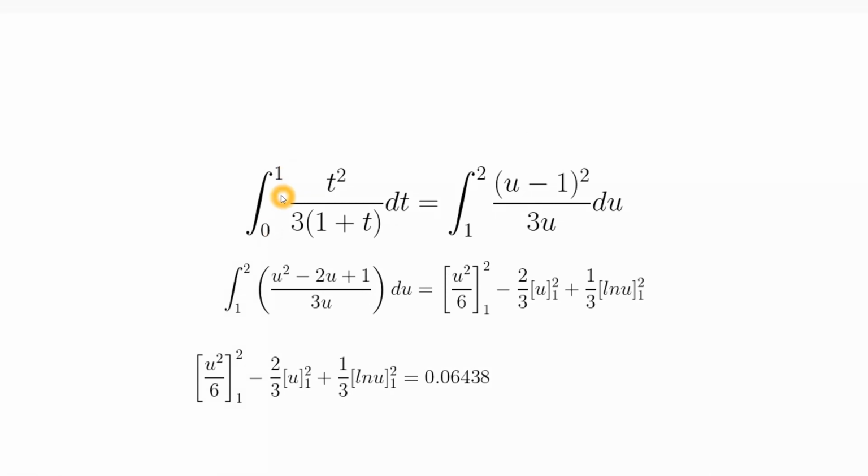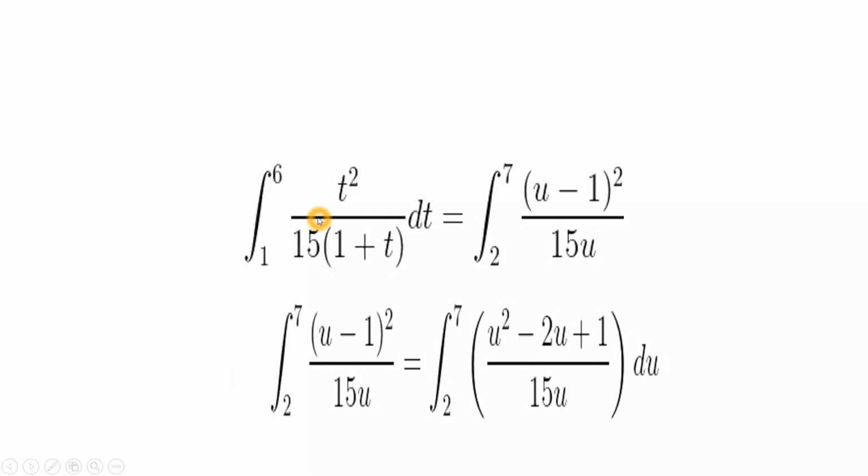We will solve these separately. For the integral from 0 to 1 of t² over 3(1 plus t) dt, we put 1 plus t equal to u, so dt is equal to du and t is equal to u minus 1. After this, the limits change: for u it will be 1 to 2, since u is equal to t plus 1. This is simple calculation. (u minus 1)² will be u² minus 2u plus 1. After solving we get 0.06438.